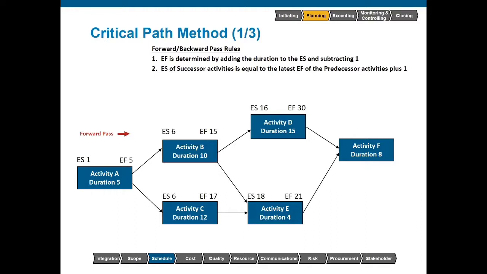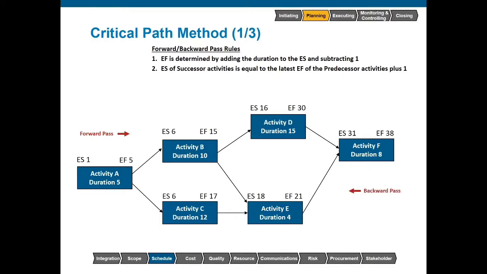We have our final activity, activity F. We're going to look at the latest early finish of a predecessor activity. In this case, it would be activity D with the early finish of 30, and we will add 1, so it's going to be the next morning. 31 plus 8 takes us to 39, minus 1, early finish is 38.